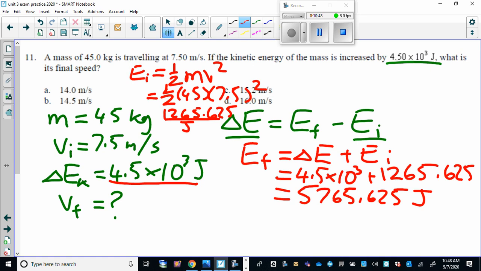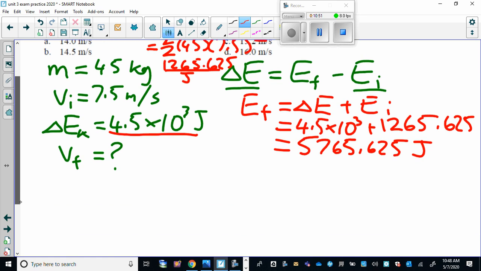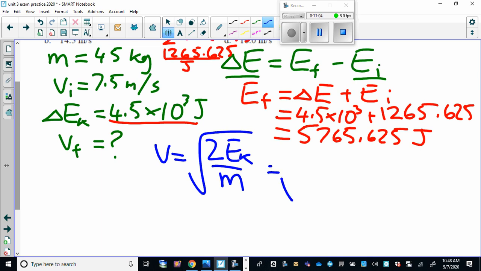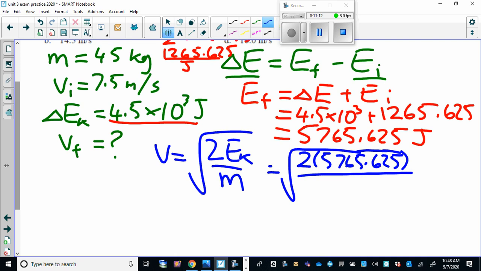So there's the final energy, but we want the final speed. And there is where this formula comes in very useful, because we just kind of memorize this one. It's going to be the square root of 2 times this, divided by the mass. Stick all that into your calculator, and you end up getting 16 meters per second. Okay, so that one's D.